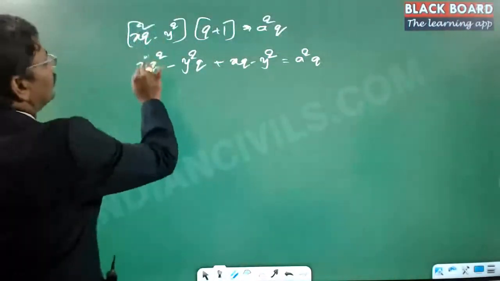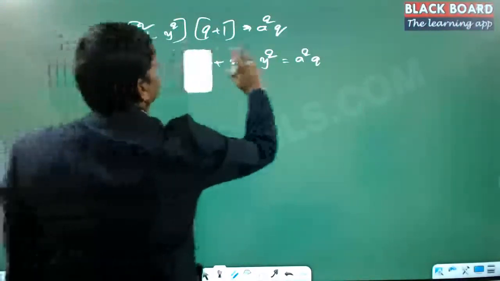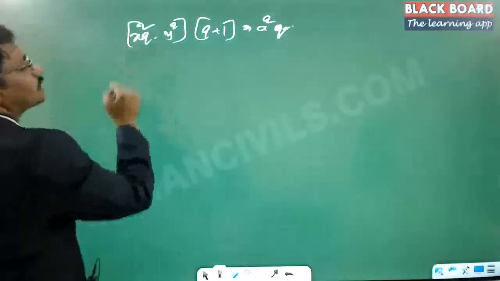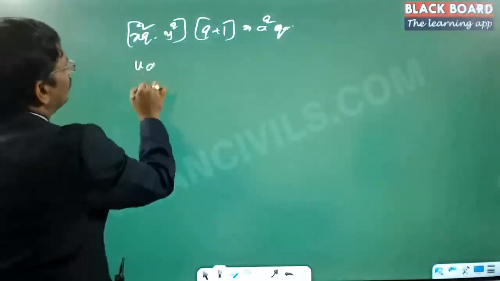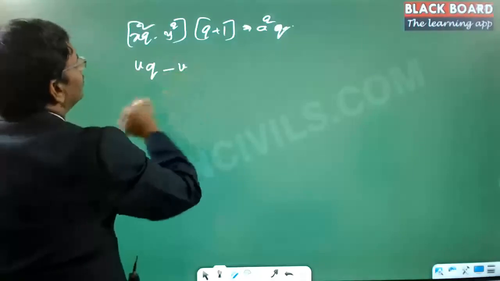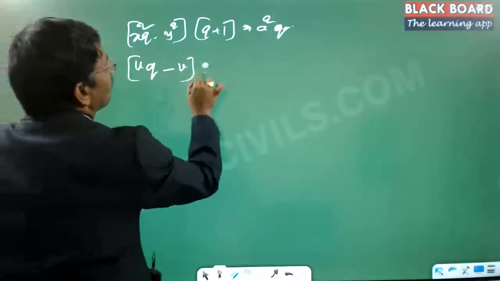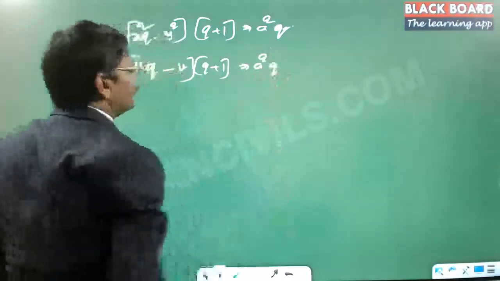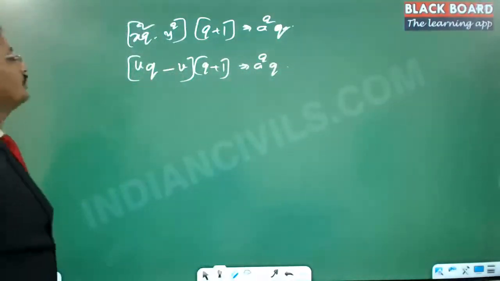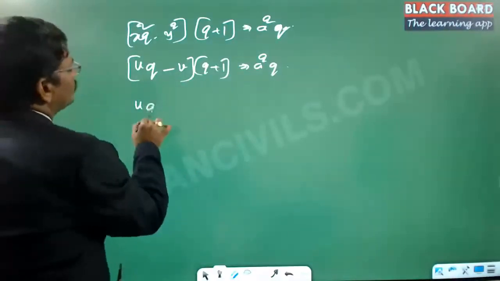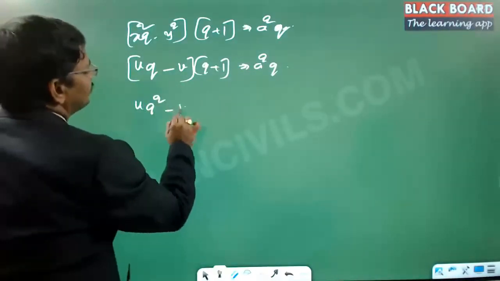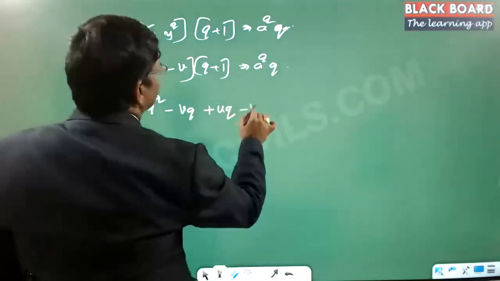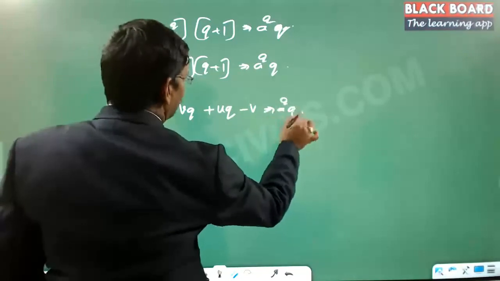So this is x²q, and the x² value is u. So uq - y², and y² is v. So (uq - v)(q + 1) = a²q. And then this gives uq² - vq + uq - v = a²q.